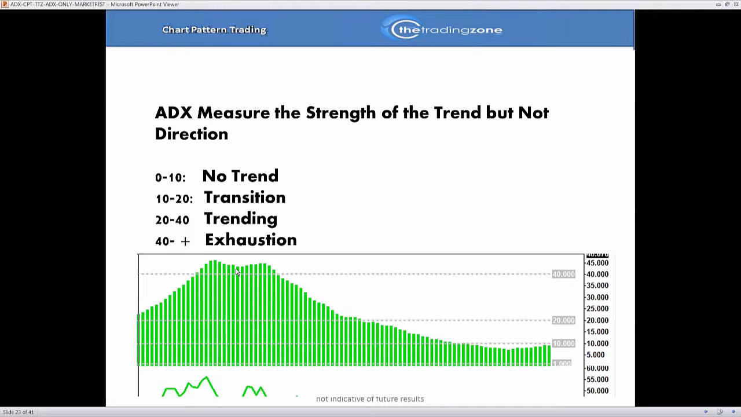So this is not correct, BC. This is not directional, right? This is strictly a measure of strength. In other words, we can run up to 40 on a sell-off, and the sell-off will have been exhausted. We can run up to 40 on a rally, and the market gets exhausted. So it's just a measure of strength.